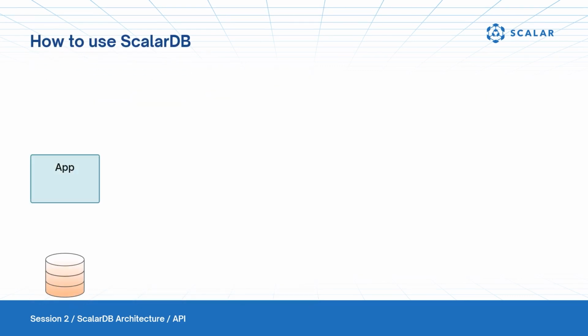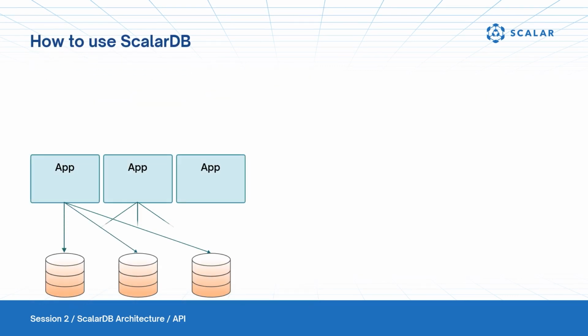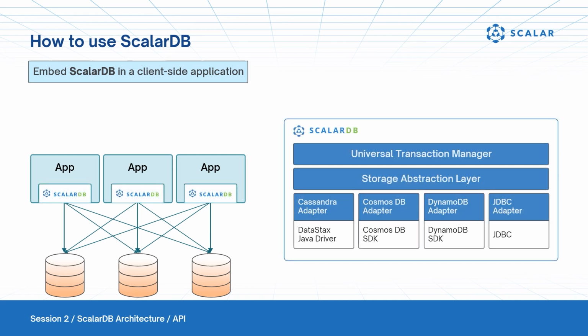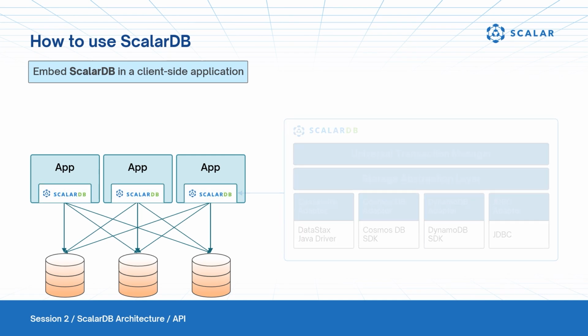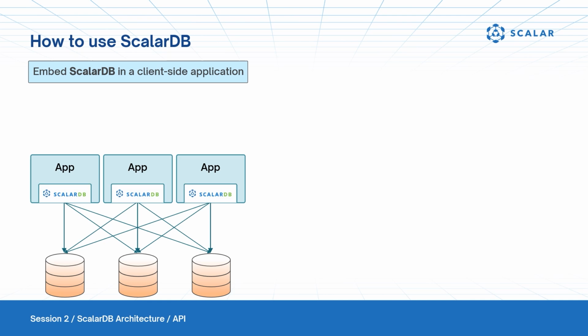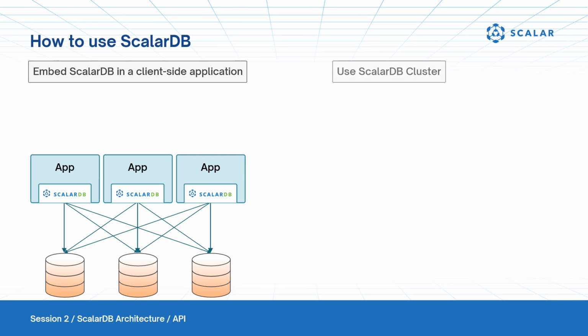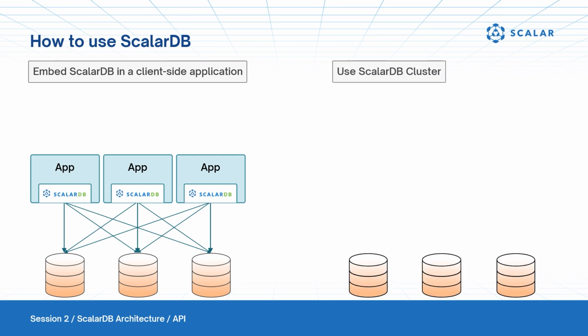There are two main usage patterns for ScalarDB. The first is to embed ScalarDB in a client-side application. Communication between ScalarDB and the database is done using database-specific protocols. The second option is to use a ScalarDB cluster.